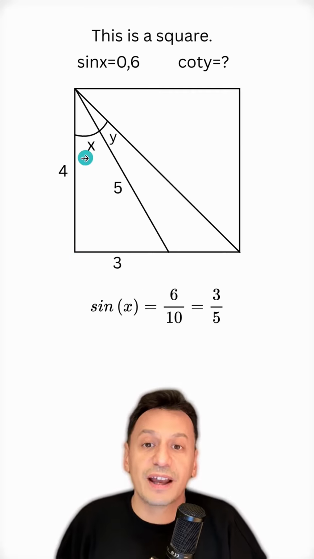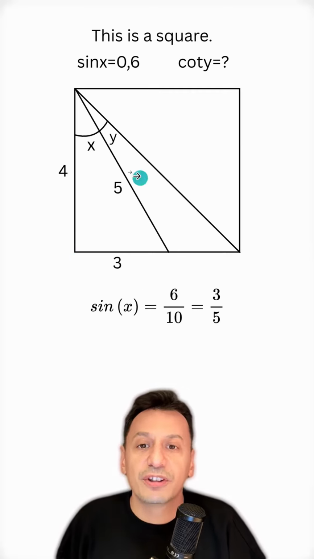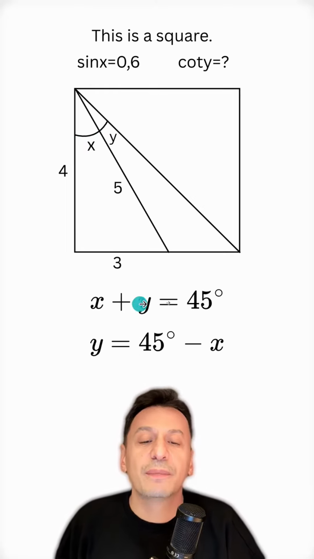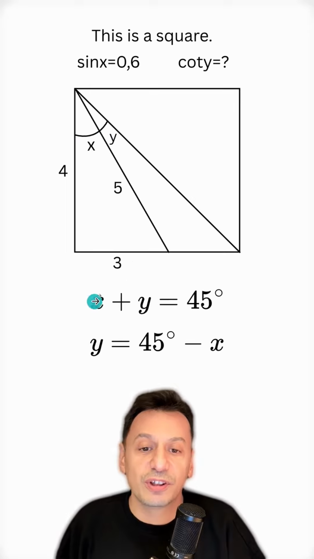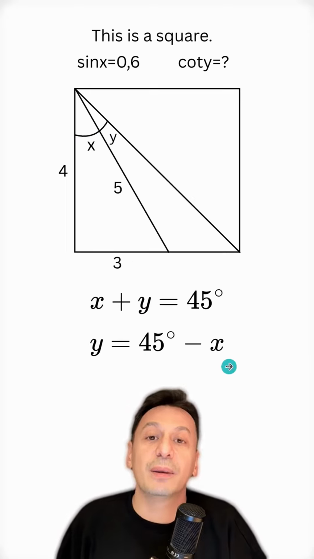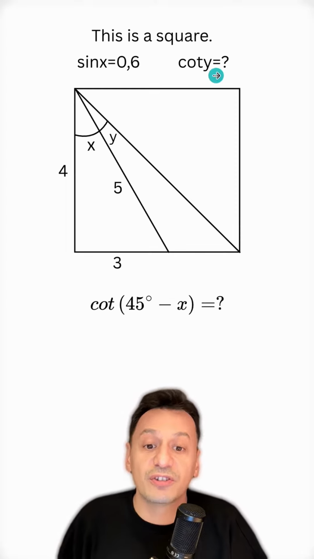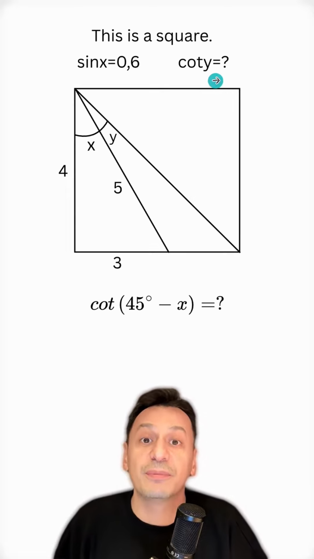Now let's examine the angle here. Since we have an isosceles right triangle here, that is, this is 90 degrees and these sides are equal, the value of x plus y here must be 45 degrees. Let's write this down. If x plus y is 45 degrees, we can write y as 45 minus x by moving x to the other side. Now let's take this and substitute it here, in cotangent y. So what we're actually looking for is cotangent of 45 minus x.